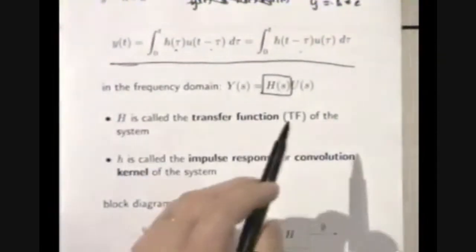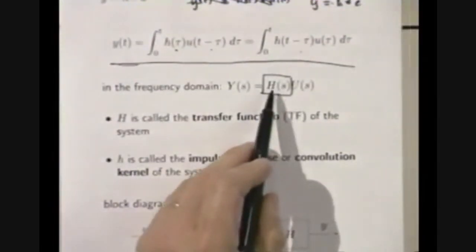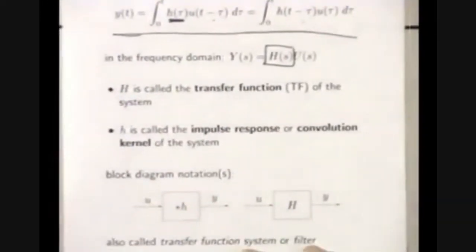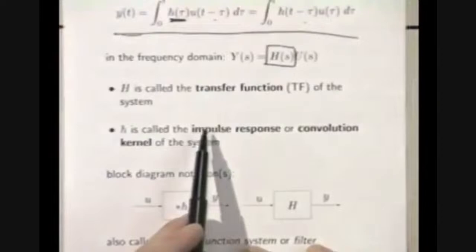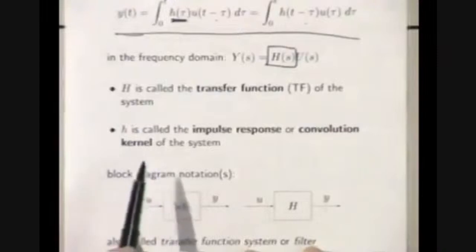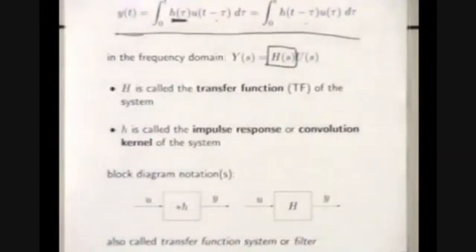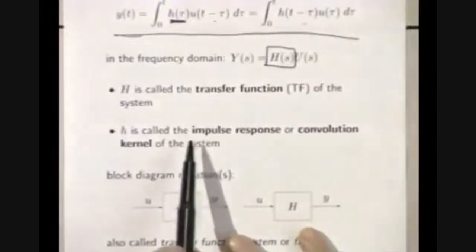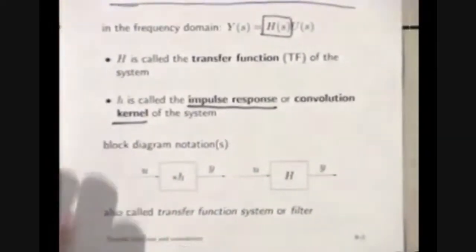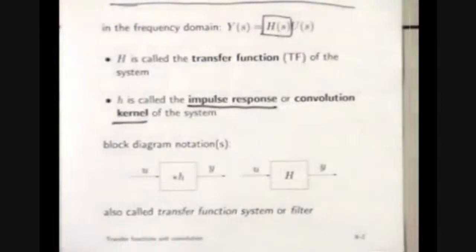So here, its inverse Laplace transform, this thing h, is called different things depending on the field, but the most common ones are the impulse response or the convolution kernel of the system. Every field has its own name for these things, but probably the most widely used are impulse response and convolution kernel. And so people will write this in block diagram this way.